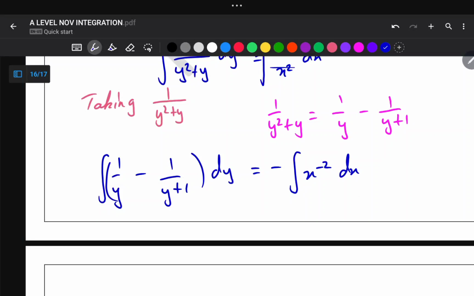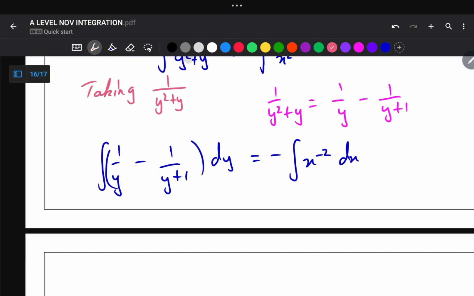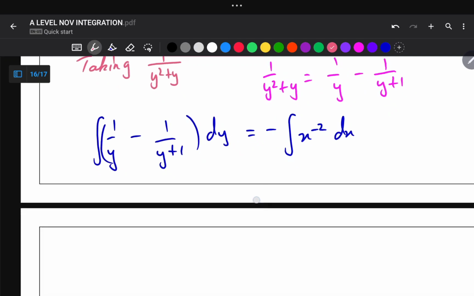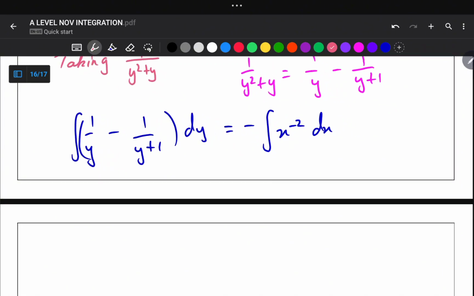To integrate 1 over y, we are going to use our law of recognition. So here we are going to integrate using the recognition method. The recognition method states that if we are integrating an expression of this form, f prime of x over f of x, with respect to x, our answer will be ln f of x.